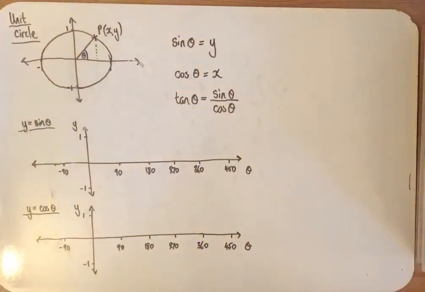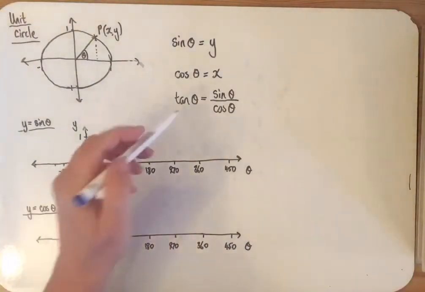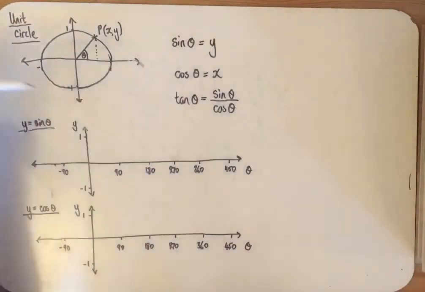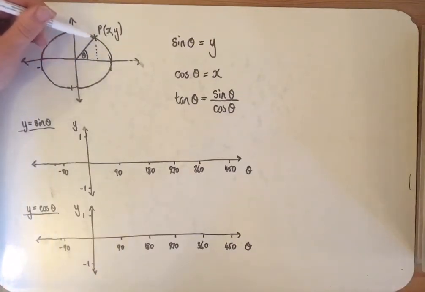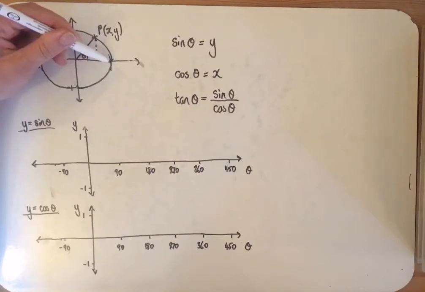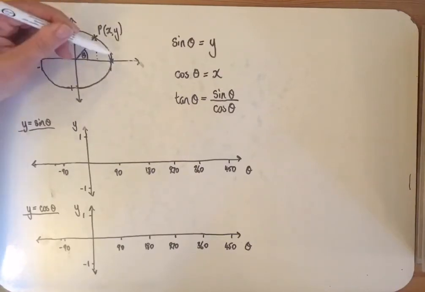So there's my point P. We'll start with sine theta. So sine theta is equal to y on this unit circle. So the value of sine theta is equal to the value of the y coordinate. So if you imagine this point P, and we're going to swing it around the unit circle.